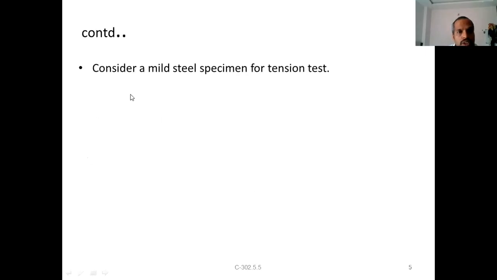Of course, in this case we are considering only mild steel, not other things, because each and every material has its own stress-strain curve, its own stress-strain diagram. For each material it is different. So here we are concerned only with mild steel under the tension test, and we are drawing a graph that we call the stress-strain graph.